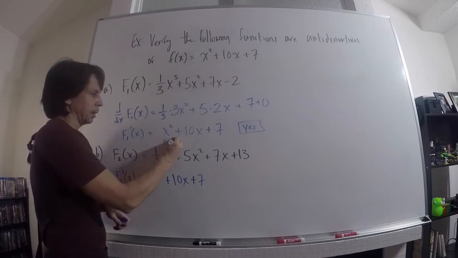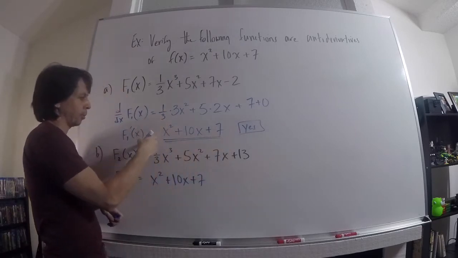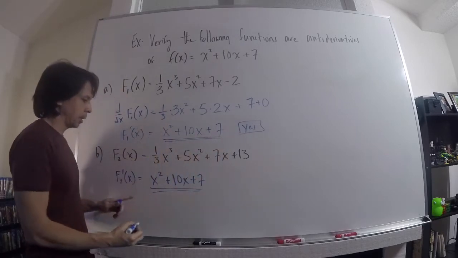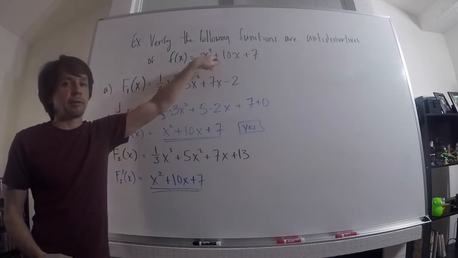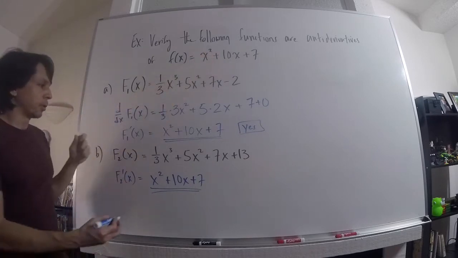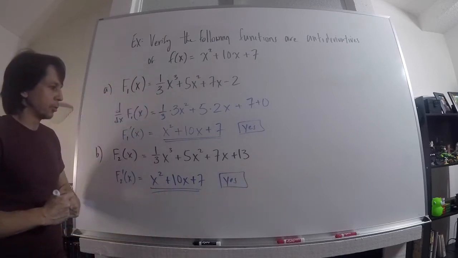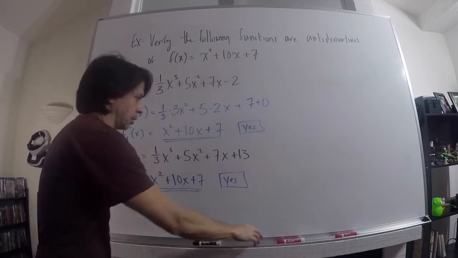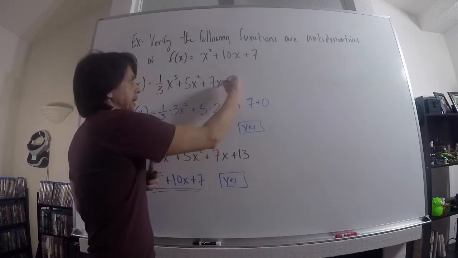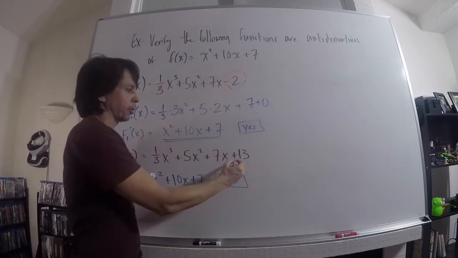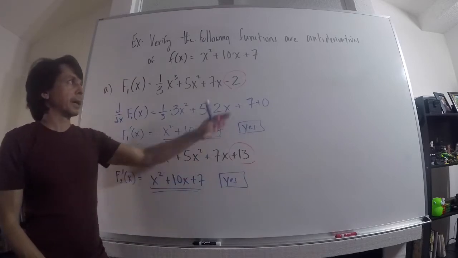All right. And that's a derivative of f1. That's a derivative of f2. They both have this as their derivative, so they are both antiderivatives. Notice that it didn't matter about this constant on the end. It didn't matter if it was -2 or a 13, because when I take the derivative, it gets wiped out.